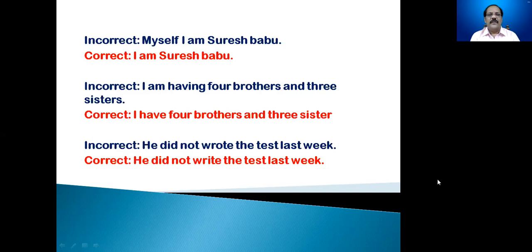Then if you go for the next sentence, he did not wrote the test last week. If you look at it, the main verb is did, and wrote is also in past form. So both past forms are not necessary here. You can write he did not, then the other verb must be in the first form. He did not itself is in past form, so no need to write wrote. So the sentence is he did not write the test last week. That way you can correct the sentences.